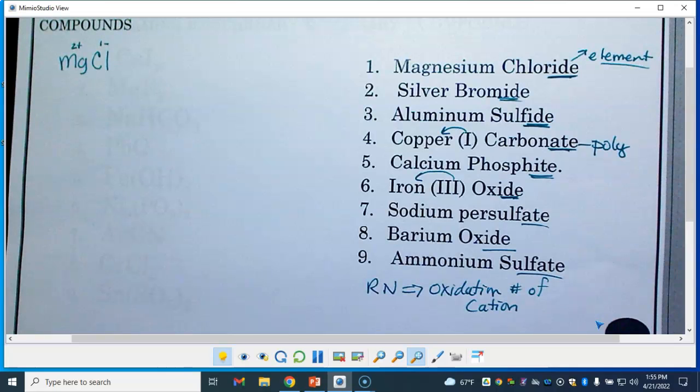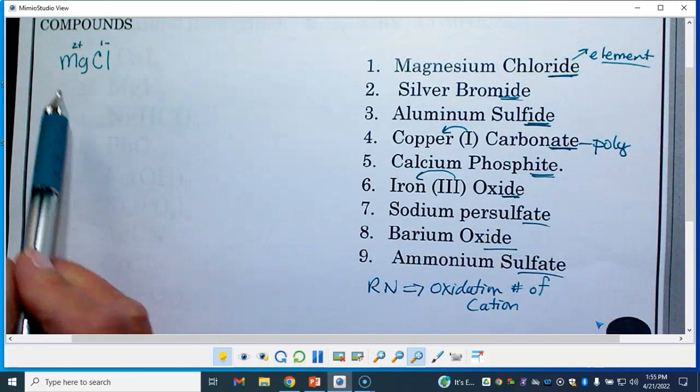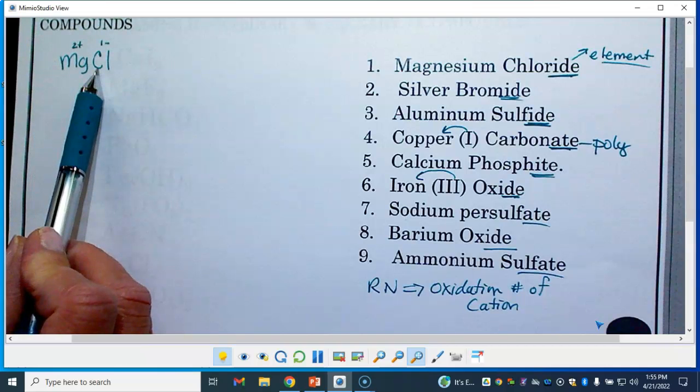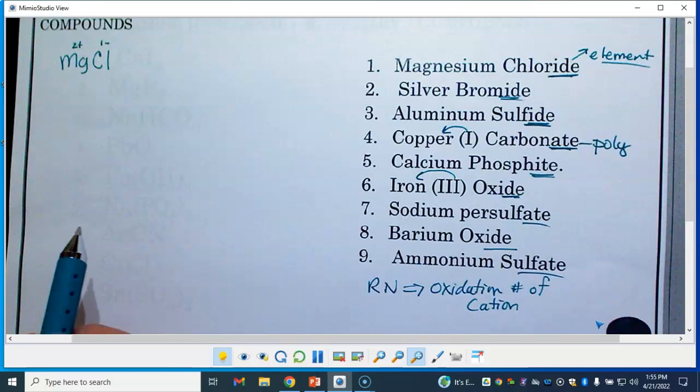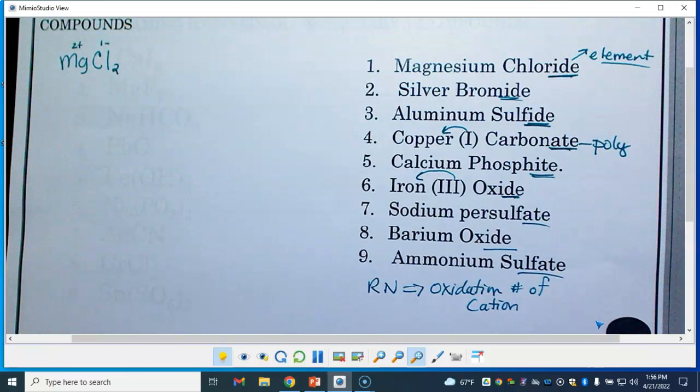After you assign oxidation numbers, if you sum them up and they do not equal 0, we have to add subscripts. That means we have to add atoms to our formula to make sure our oxidation numbers equal 0, because all compounds and all molecules are neutral. So right now, magnesium has a +2 charge and chlorine has a -1 charge. Do I need more magnesium ions or more chlorine ions? I need more chlorine ions. How many chloride ions do I need to balance out my +2 charge for magnesium? I need 2. So I'm going to add a subscript 2 right here. My correct formula for magnesium chloride is MgCl2.